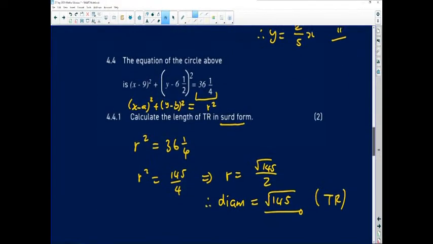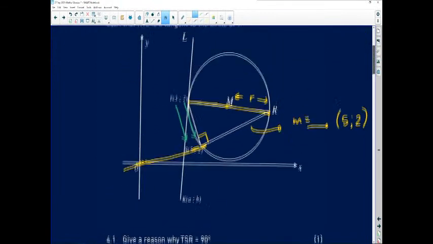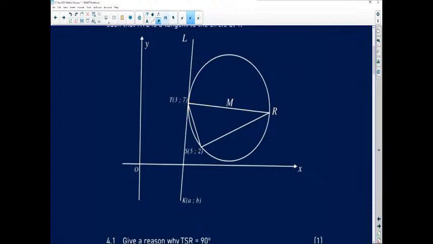If you're looking for this in surd form, the length of TR is just going to be the square root of 145. It's just that we were not asked more questions on this. I was hoping that maybe you would ask us to find the coordinates of R as well, which is a very interesting phenomenon that I'm going to talk a little bit about, so that when you're at home and find yourself in this position, you are going to be able to solve this.